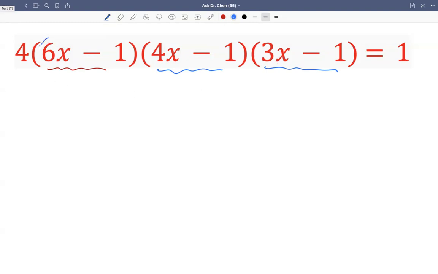Let's think about the coefficient of x. So I have 6, I have 4, I have 3. And the least common multiple of those 3 is 12. So maybe we can construct 12x. So if we multiply by 4 with this one, this term will become 12x minus 4.